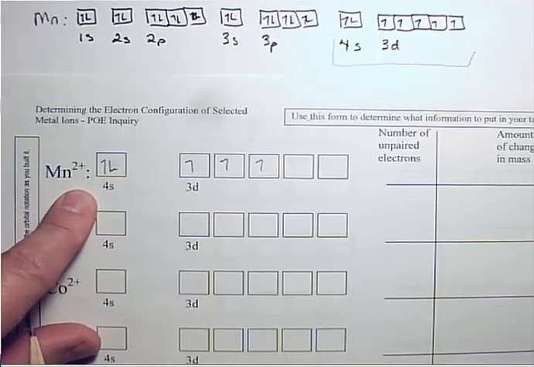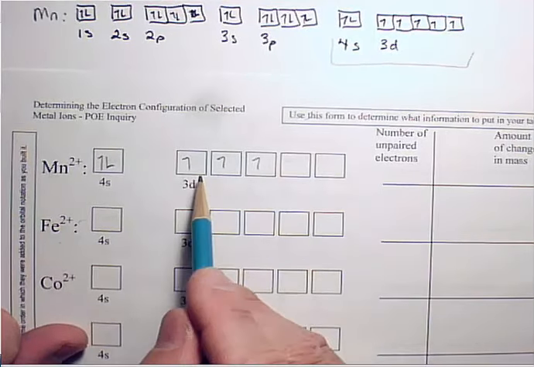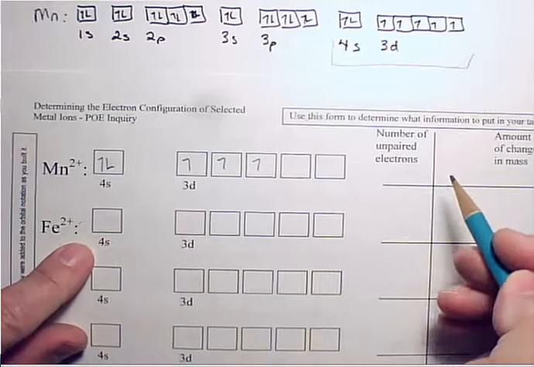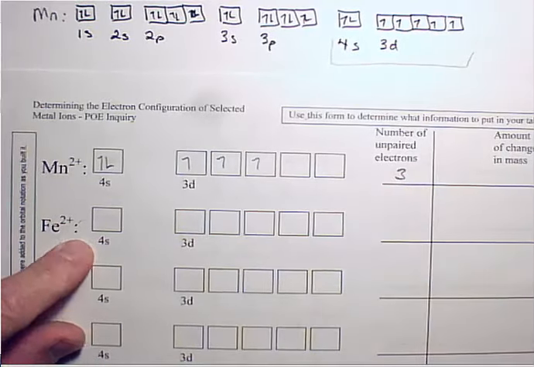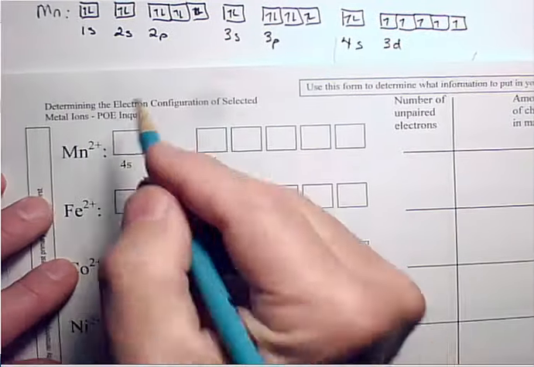So how many unpaired electrons now do I have? 1, 2, 3 unpaired electrons. Okay? Now I'm going to flip over to the other side, and I'll fill out the same stuff.